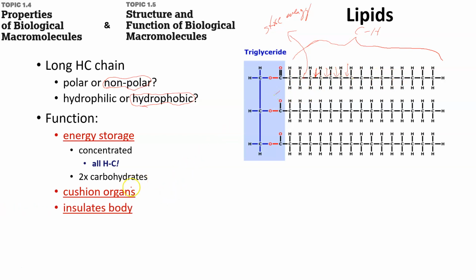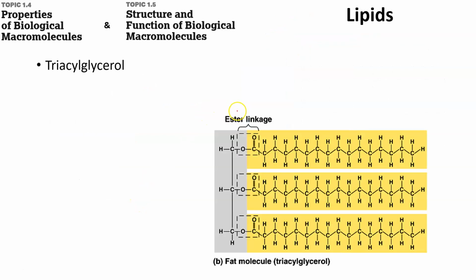This helps to cushion organs as well. Also insulates the body. You have a lot of fat inside of your tissues that helps to cushion your heart, lungs, everything that's inside of you, so it's not bouncing around. It also acts as insulation, particularly in things like whales. Whale blubber is a lot of fat. So these are some examples of fat insulating or cushioning.